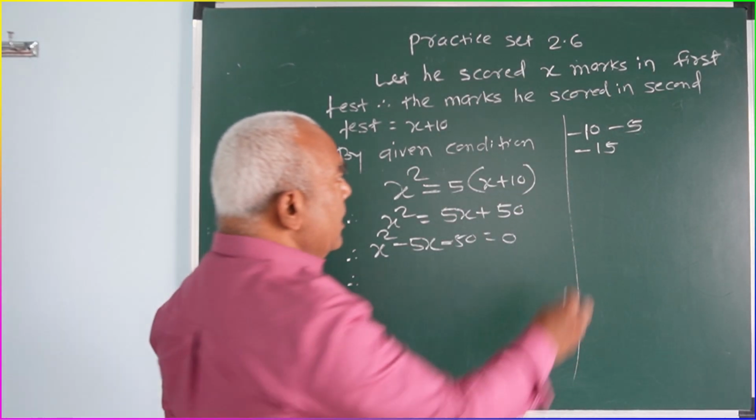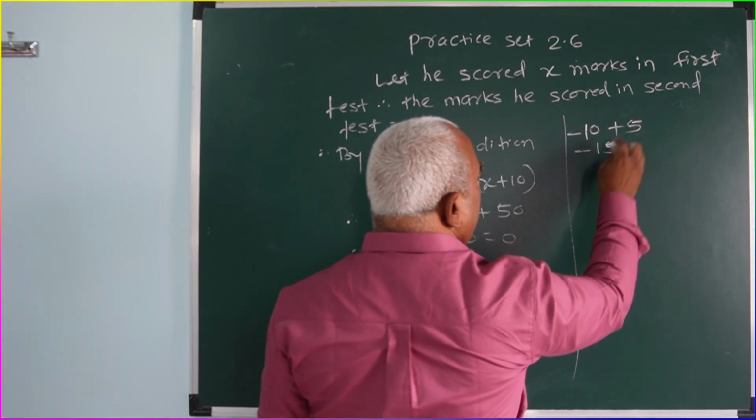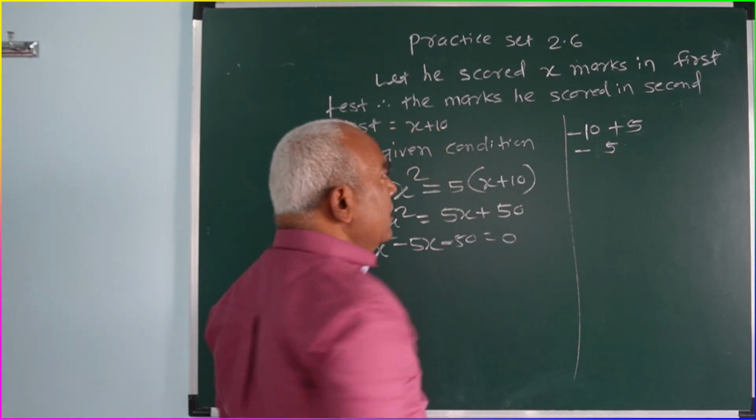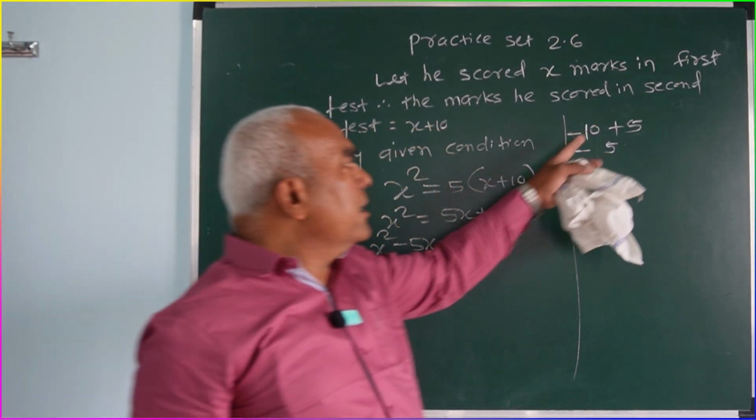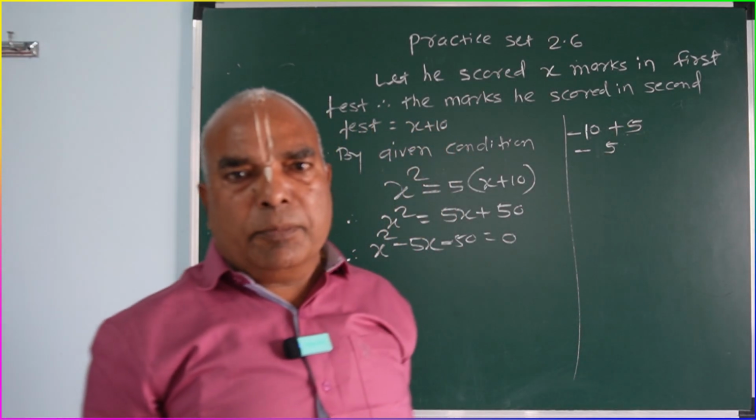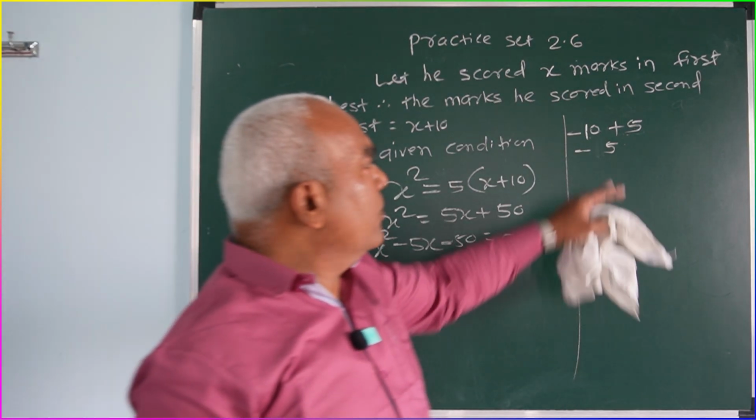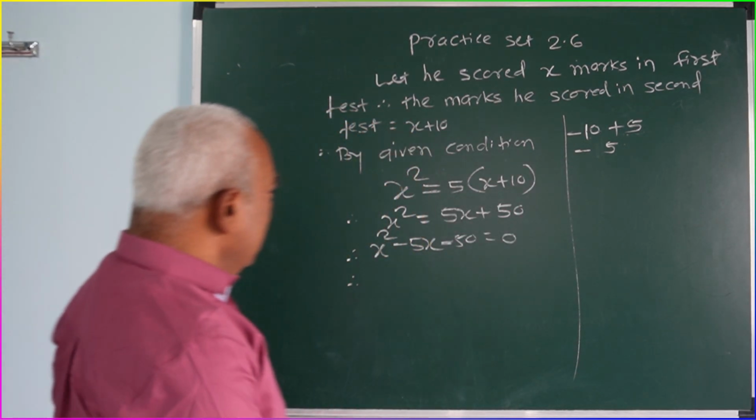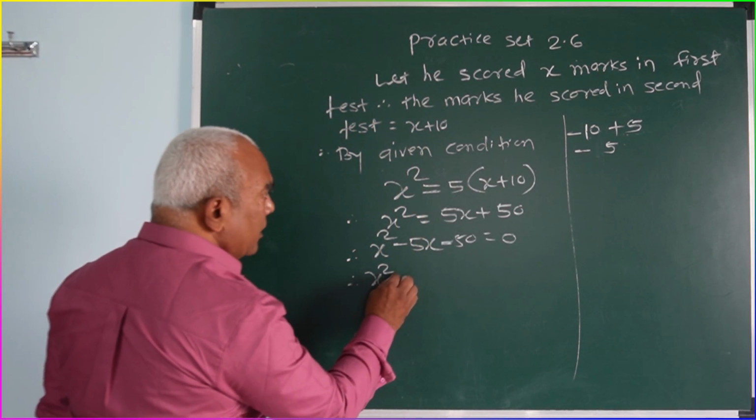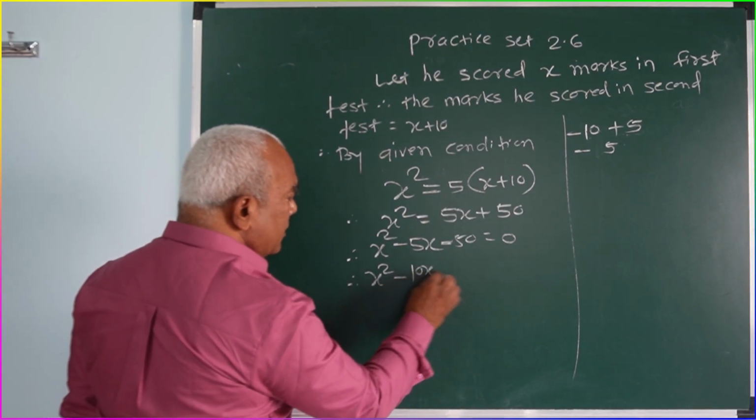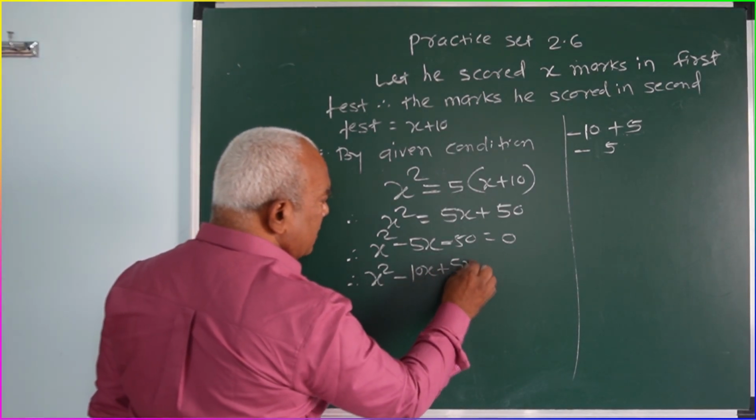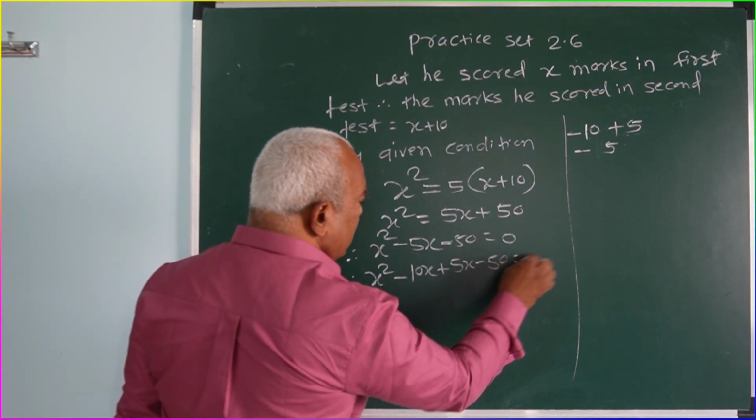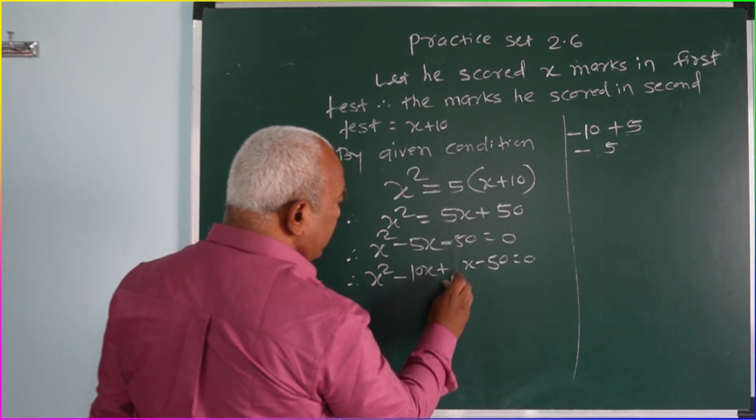Then what should be there? 10 should be minus, 5 should be plus. Then the answer comes minus 5, because in minus 10 plus 5 the signs are different. We should subtract and give the sign of the greater number, so minus 5 comes. Therefore, the answer will be x square minus 10x plus 5x minus 50 is equal to 0.